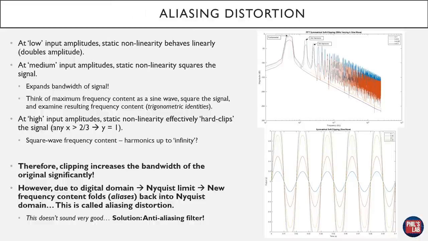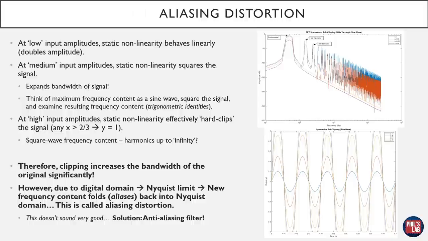Even more so, when we get to high, let's call them input amplitudes, the static nonlinearity effectively hard clips the signal. So any signal above 2/3 gets immediately mapped to 1 at the output amplitude. So effectively, this is a square wave once we reach those kind of amplitudes. Effectively, we have harmonics up to infinity, so to speak. The takeaway is that clipping increases the bandwidth of the original signal significantly.